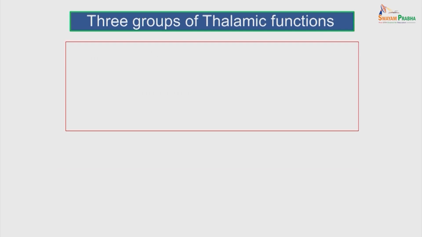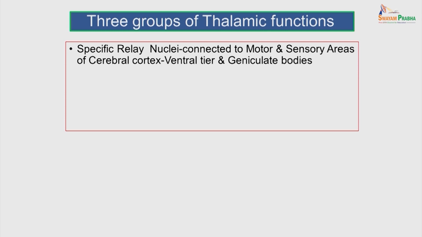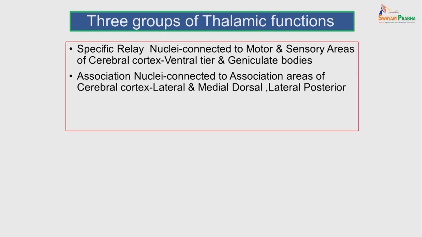So, what we have are the specific relay nuclei connecting to the specific motor and sensory areas of the cerebral cortex, which are the ventral tier and the geniculate bodies. Then the thalamic association nuclei, where the association areas of the cerebral cortex are involved, are the lateral and medial dorsal nuclei and the lateral posterior nucleus.